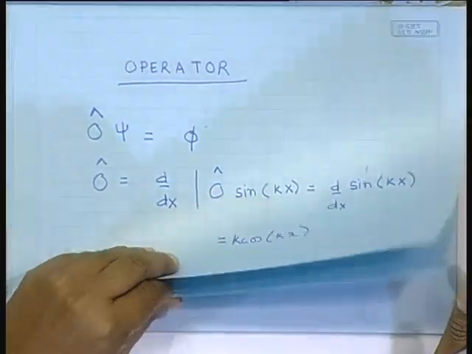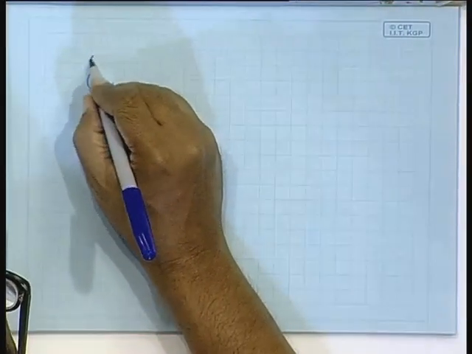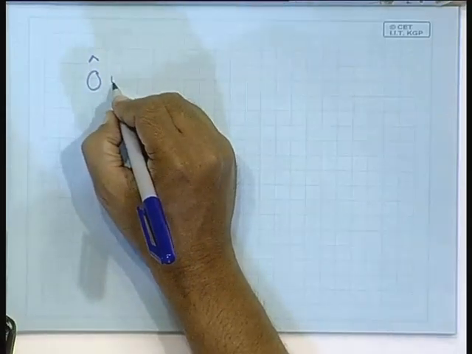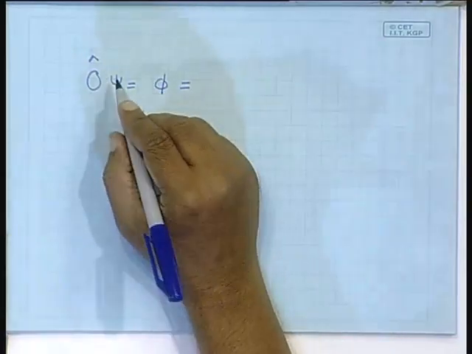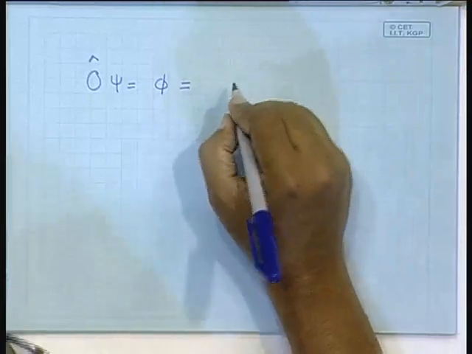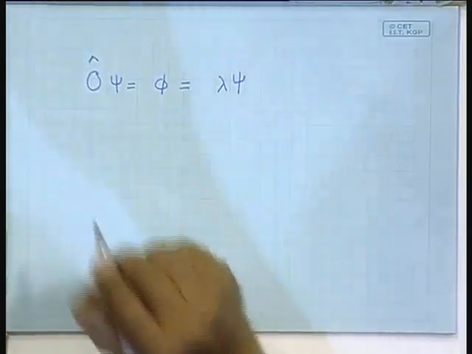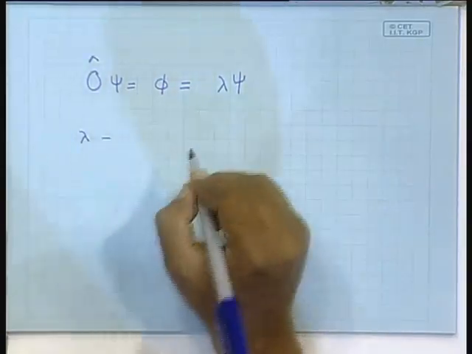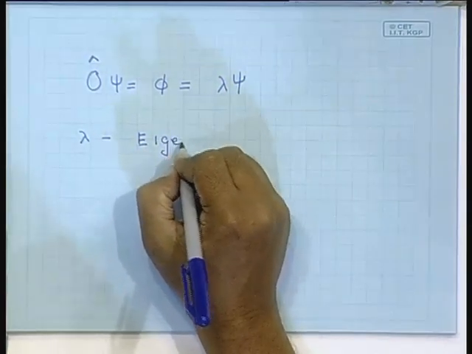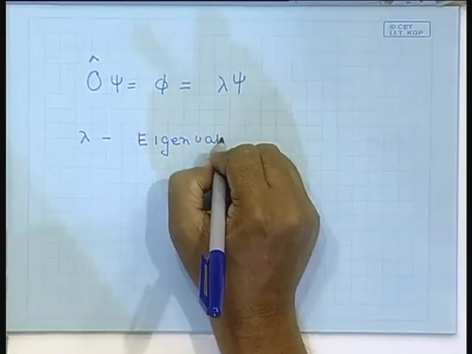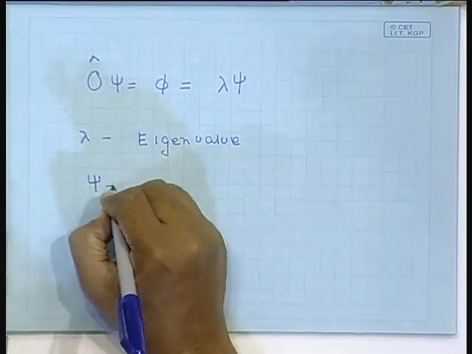Now, there are situations where an operator acts on a function to give me a different function, but this different function, which is the resultant of the operator acting on psi, is the same old function psi multiplied by a number. If this is true, then this number is said to be an eigenvalue of the operator O, and this function psi is said to be an eigenfunction.